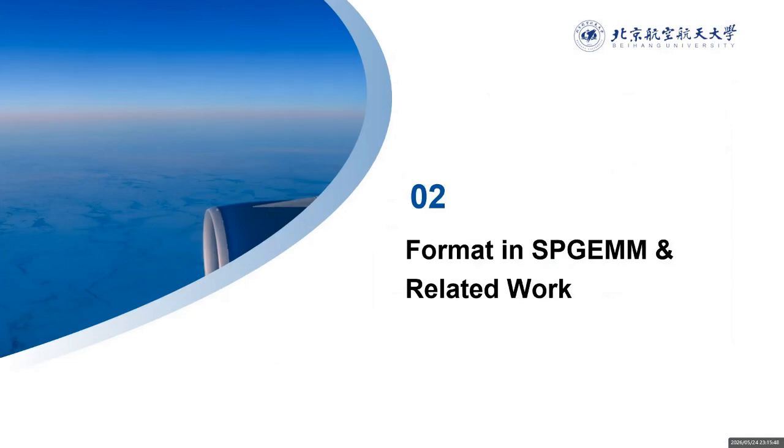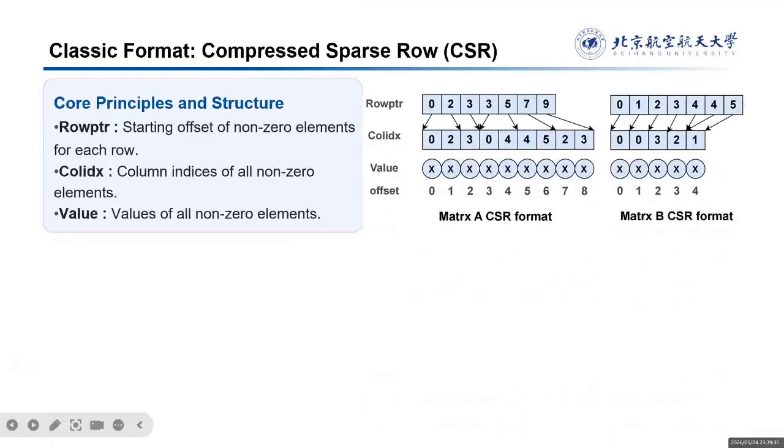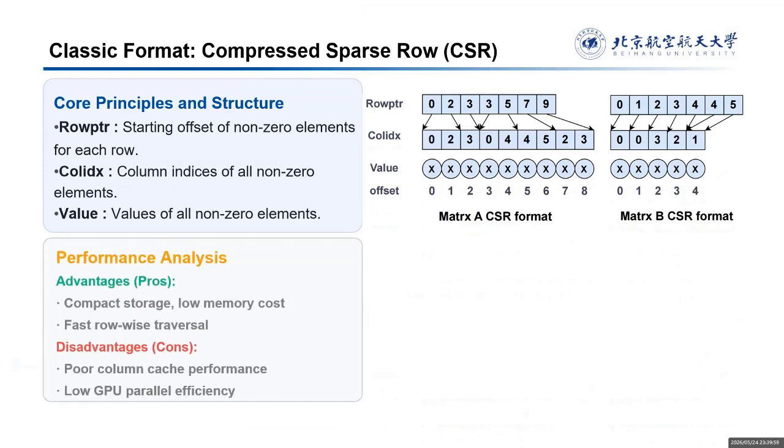Before introducing our method, let's briefly look at existing sparse formats. This will help us to explain why a new format is needed for tensor core acceleration. The most common sparse format is CSR. CSR uses three arrays: row pointer, column index, and value. Row pointer records the start position of each row. Column index stores the column index of non-zero elements. Value stores the actual non-zero values. CSR is compact because it only stores non-zero elements. It is also convenient for row-wise traversal.